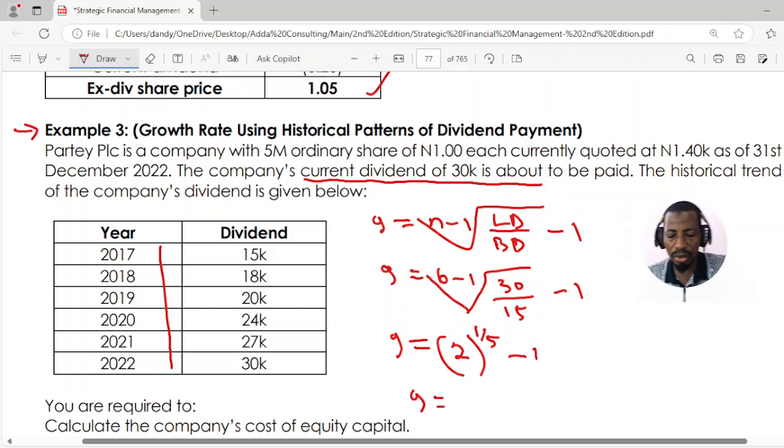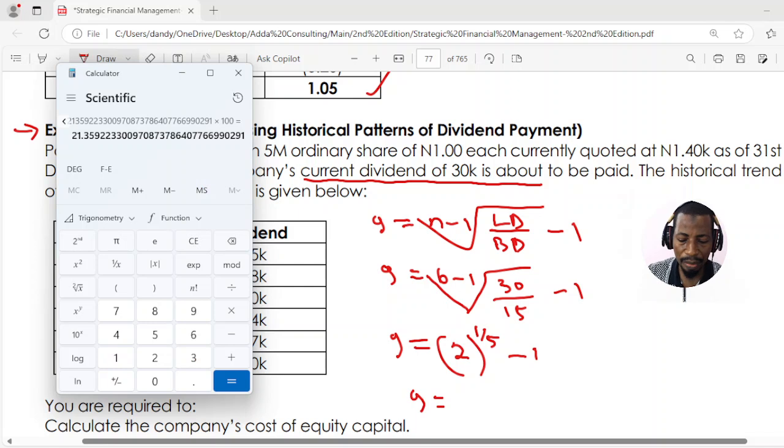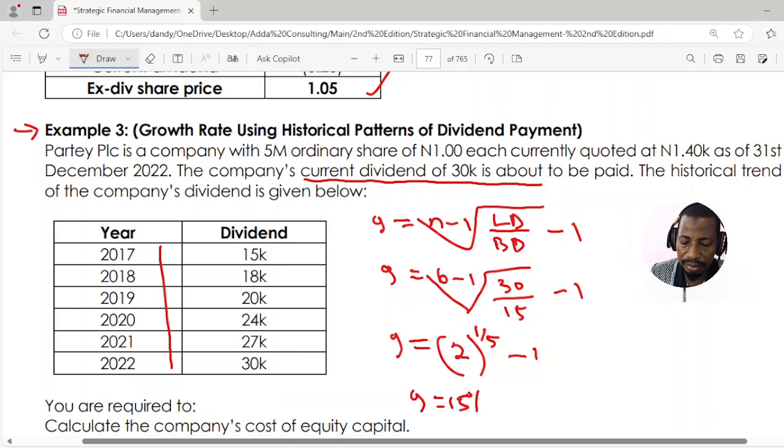So G will then be equal to, I'll bring out my calculator to say 2 raised to power 1 divided by 5 is 0.2, raised to power 0.2 equal, then minus 1 equal, multiplied by 100% equal. So growth rate is 15%.